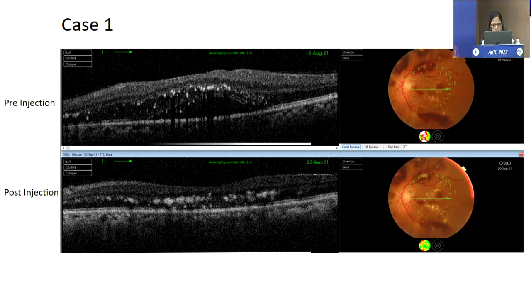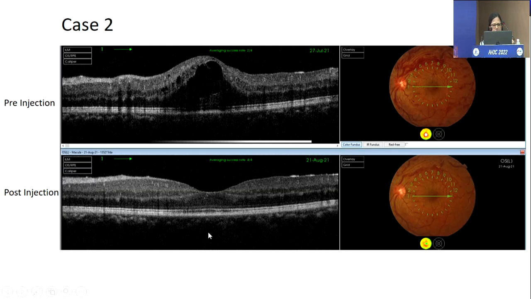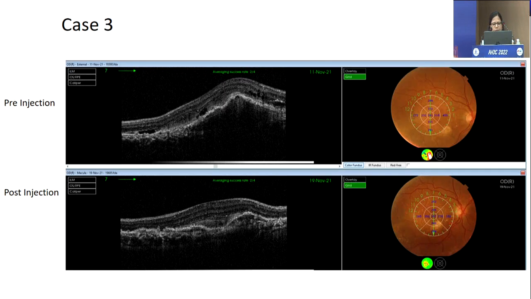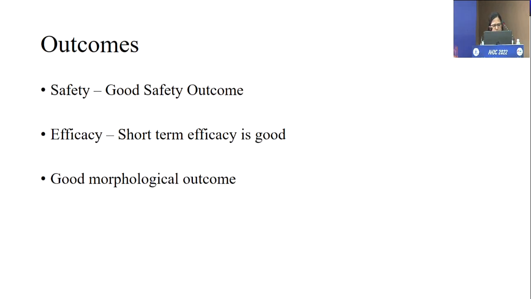This was a case of diabetic retinopathy with hypertensive retinopathy mix, and we see there was resolution of subretinal fluid within a month. Then this was a case of vein occlusion, where even with 1 injection there was resolution of edema, and this was a case of CNVM where we see resolution of subretinal and intraretinal fluid. We saw a good safety outcome, and the efficacy was good in terms of morphological and visual outcomes.